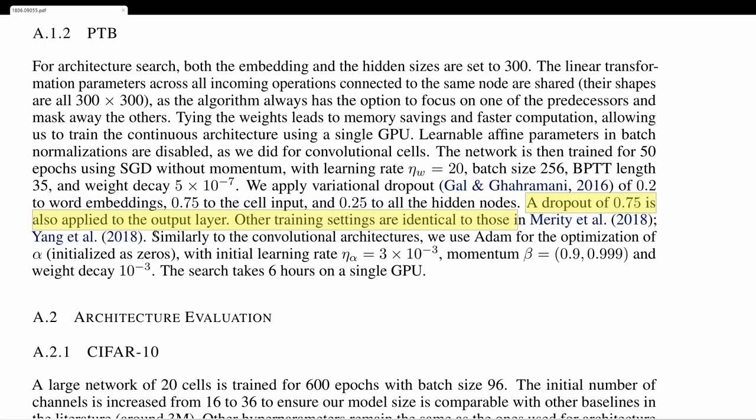Similarly to the convolutional architectures, we use Adam for the optimization of alpha, initialized to zeros, with initial learning rate 3 times 10 to the negative 3, momentum beta equals 0.9, 0.999, and weight decay of 10 to the negative 3. The search takes 6 hours on a single GPU.